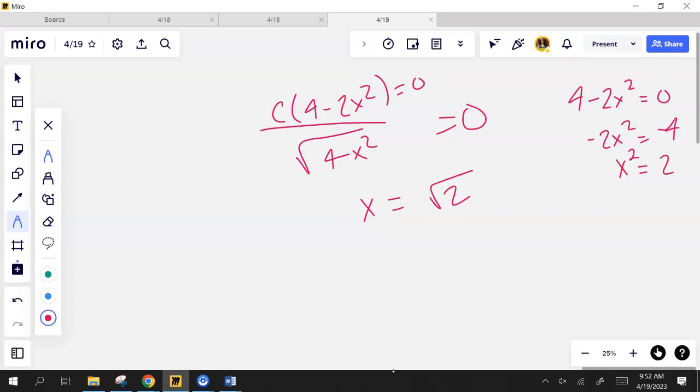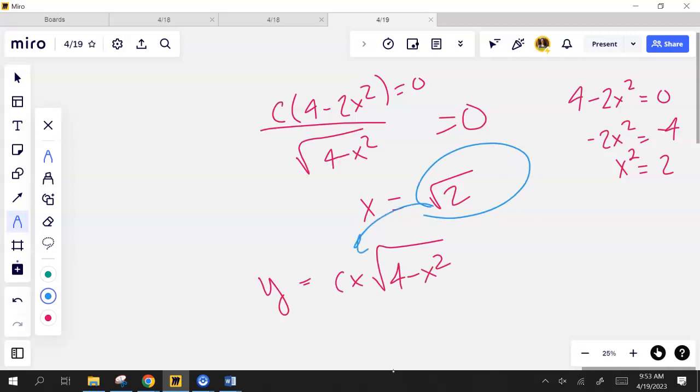So I'm still not done because this said, what's the value of c, right? So I've got x. So then I have to go back to that equation. The y equals cx times the square root of 4 minus x squared. And I'm going to plug this value in for my x's. And I find that this actually equals 2c, which is still not what they want.